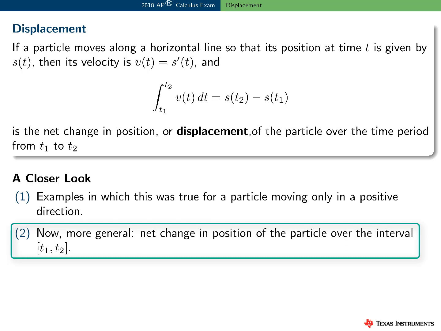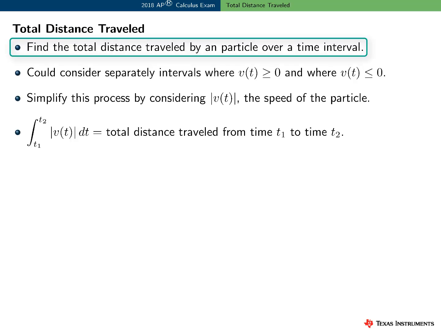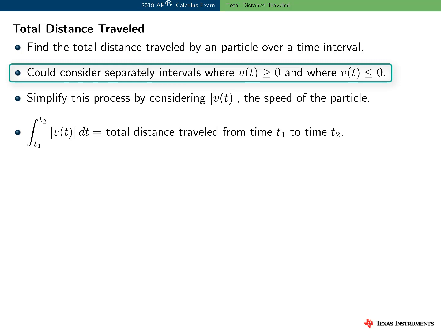This definite integral represents the net change in position of the particle over the time interval t1 to t2. The other important associated application involves total distance traveled by an object, or usually in AP Calculus a particle. So let's just think about this problem for a minute. If you want to find the total distance traveled by a particle over a time interval, then theoretically we have to consider separate intervals where the velocity is greater than or equal to 0, or where the particle is moving to the right, and where the velocity is less than or equal to 0, where the particle is moving to the left.